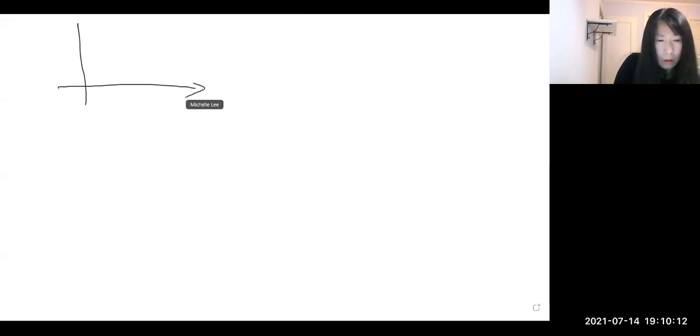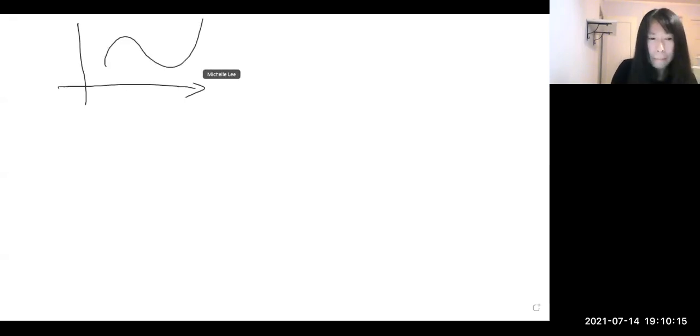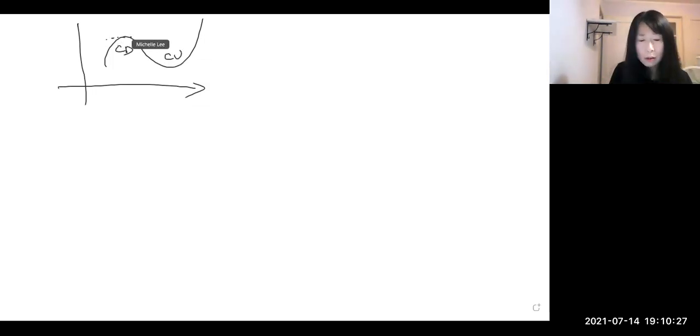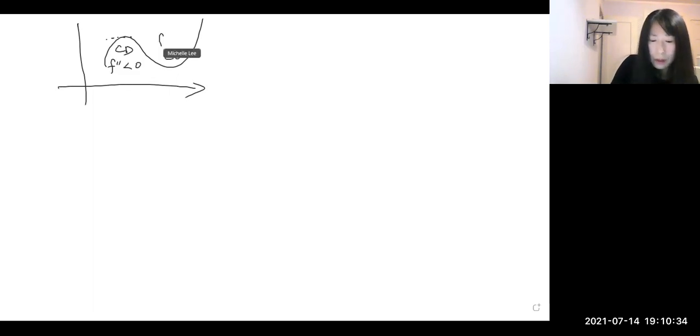Okay. So let us talk about the graph first. We have a graph like that, okay? We know this is concave down. We know this is concave up, right? Since I'm talking about concave down, concave down is f double prime less than 0, right? Concave up, f double prime is greater than 0, right?